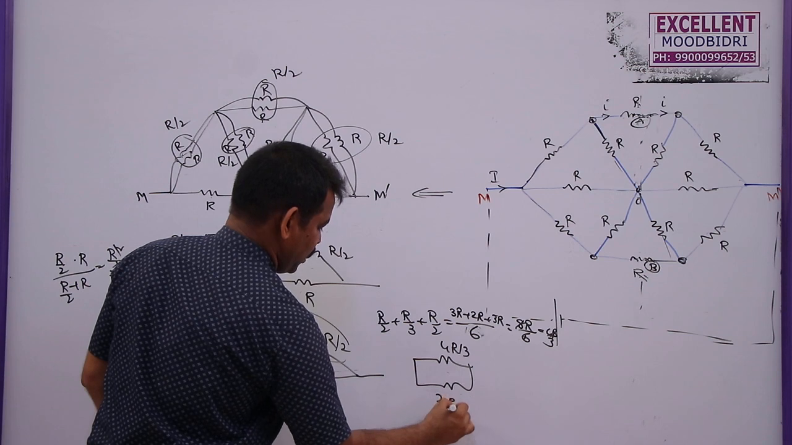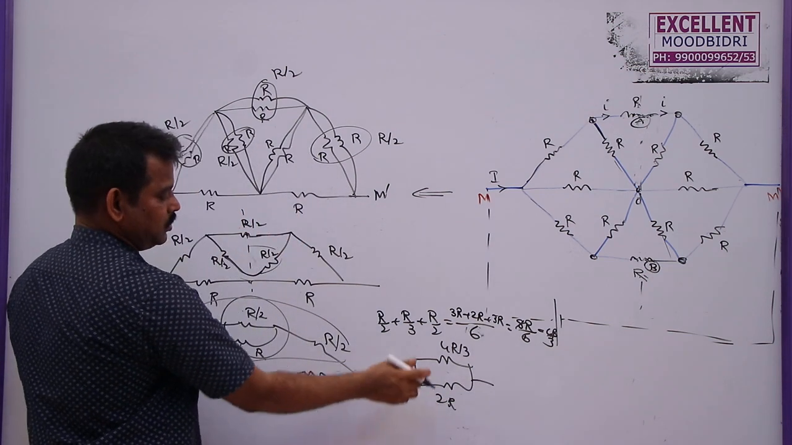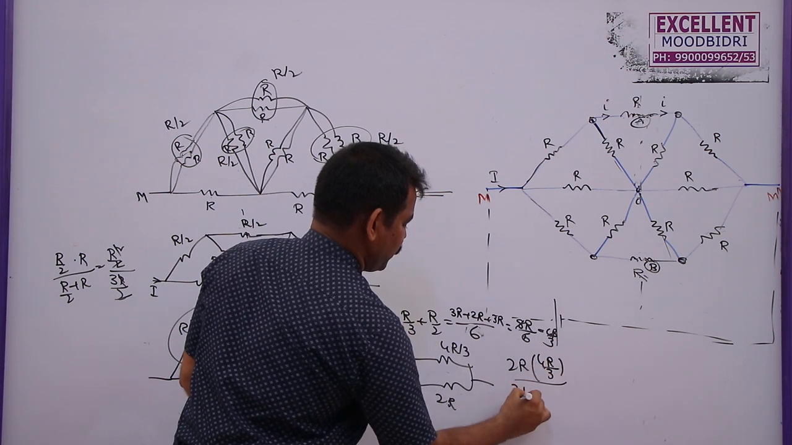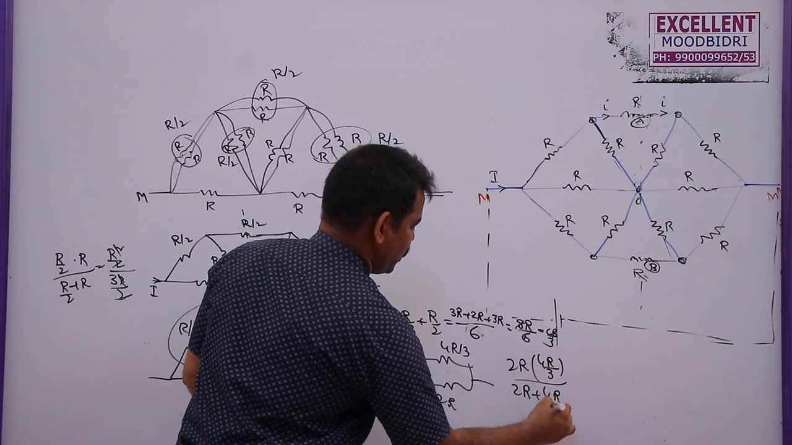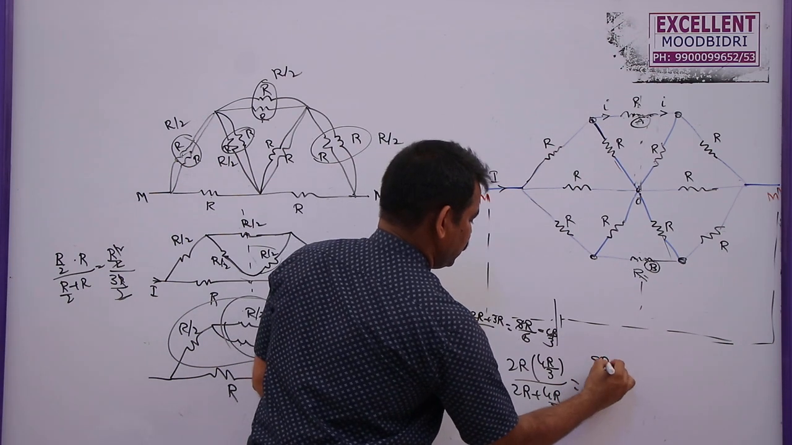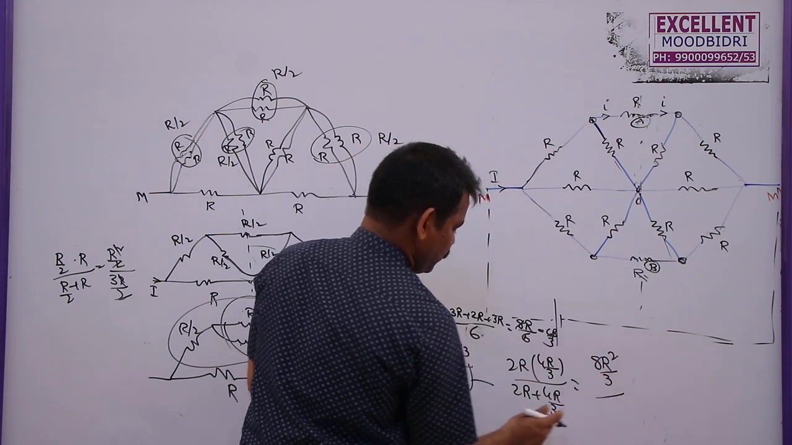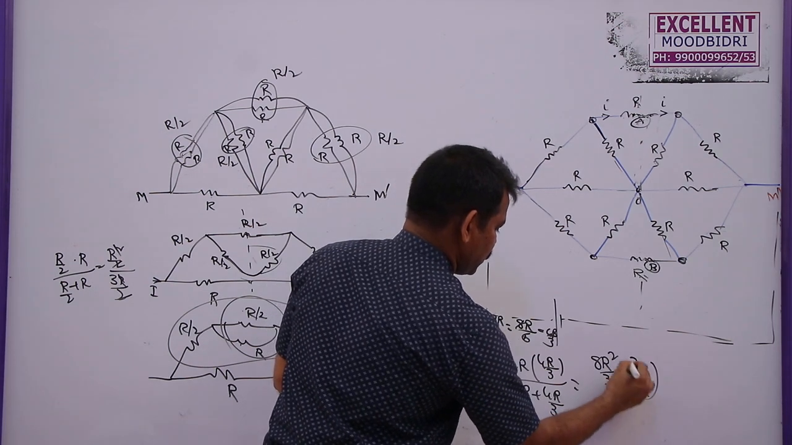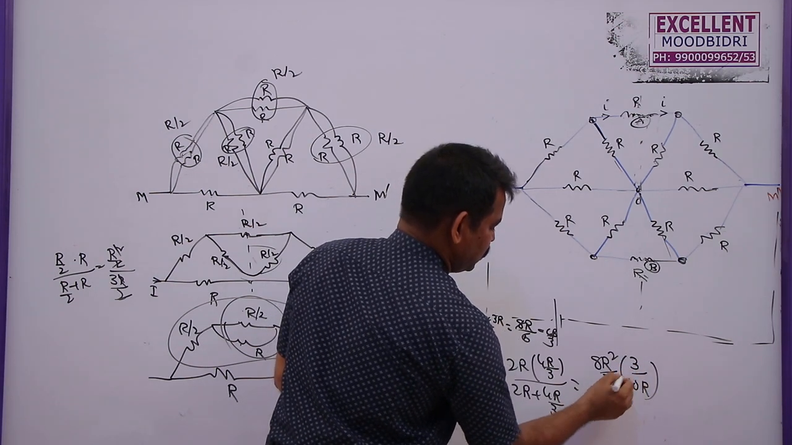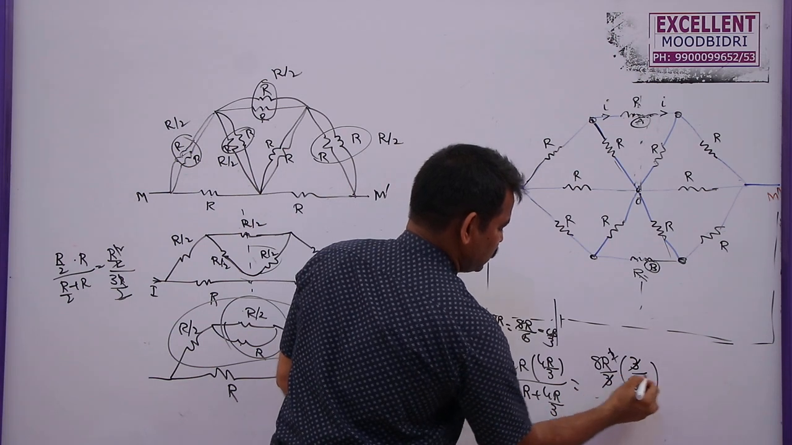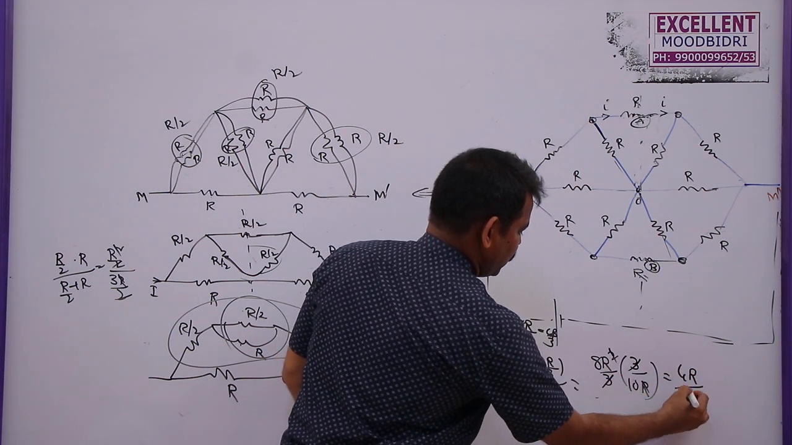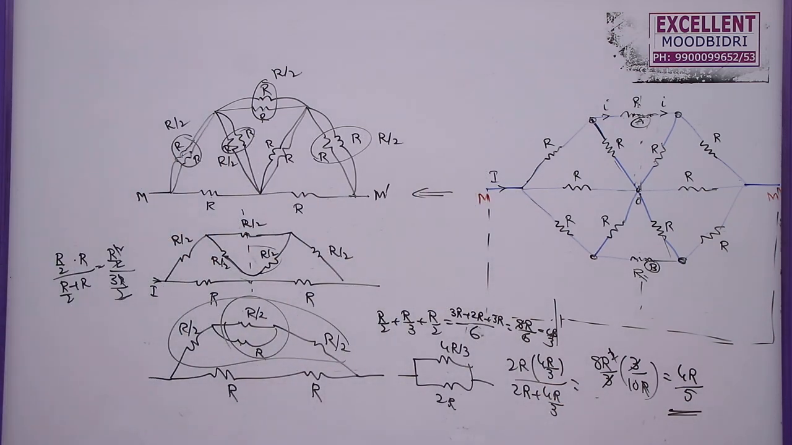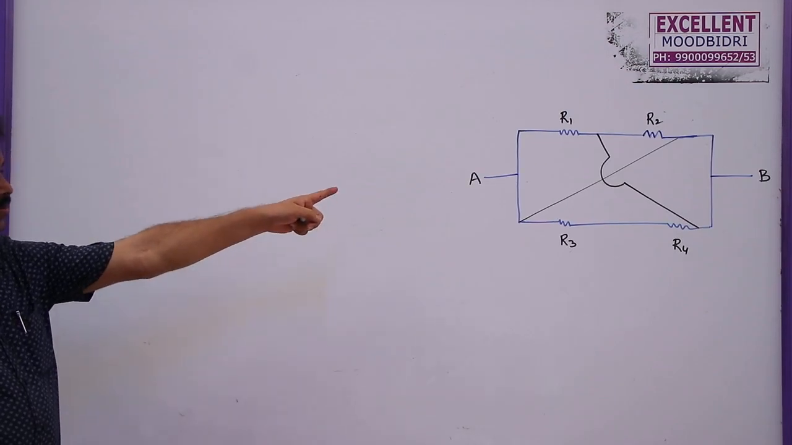This is 2R at the bottom. So these two are once again parallel. 2R into 4R by 3 by 2R plus 4R by 3. This is 8R square by 3 by, 3 2s are 6, 10R by 3, or 3 by 10R. So the 3 gets cancelled, R and R get cancelled. This is 4R by 5. So this is the total resistance between M and M dash, the effective resistance between A and B.